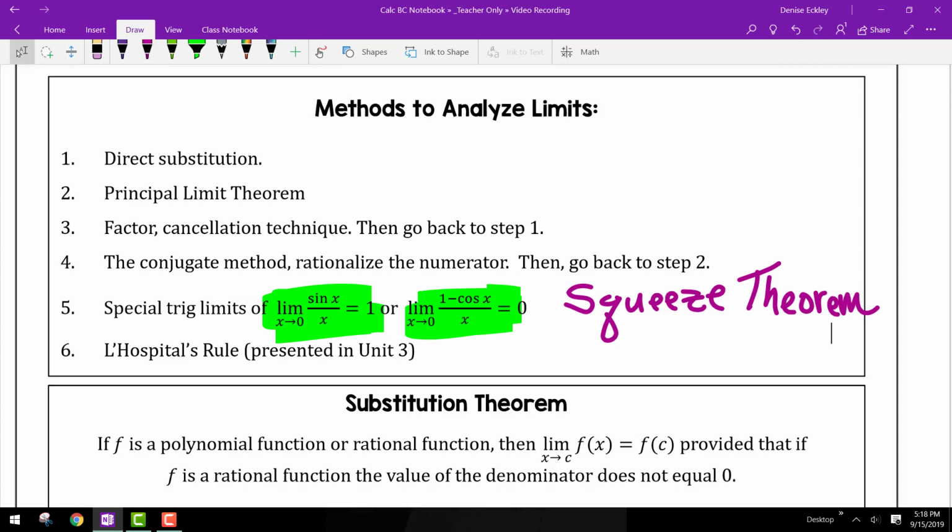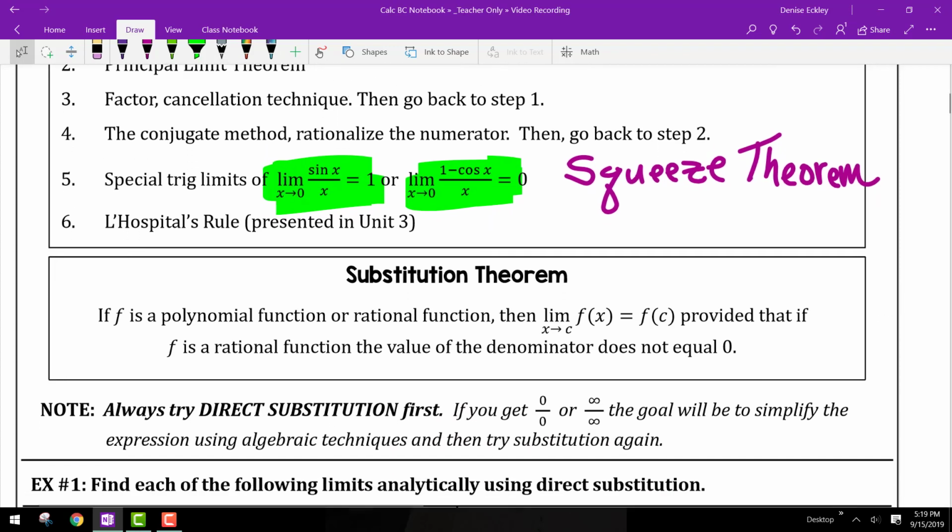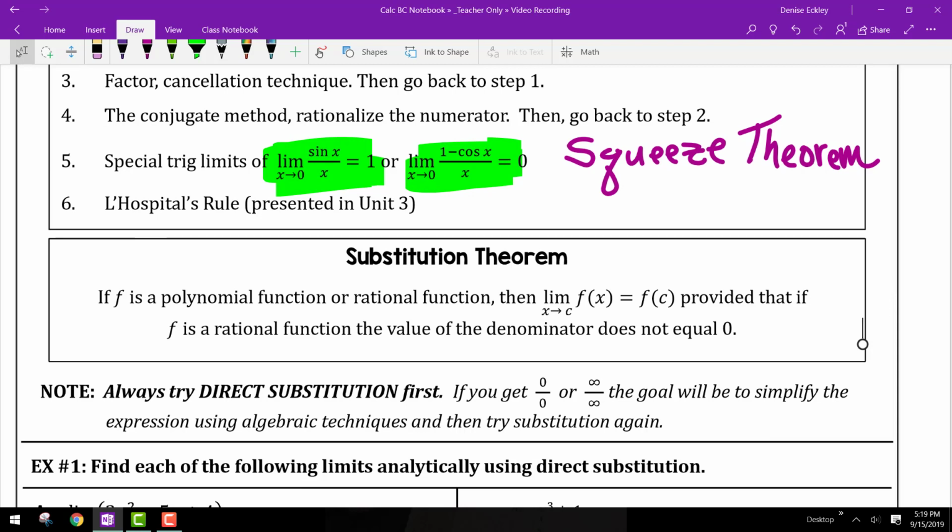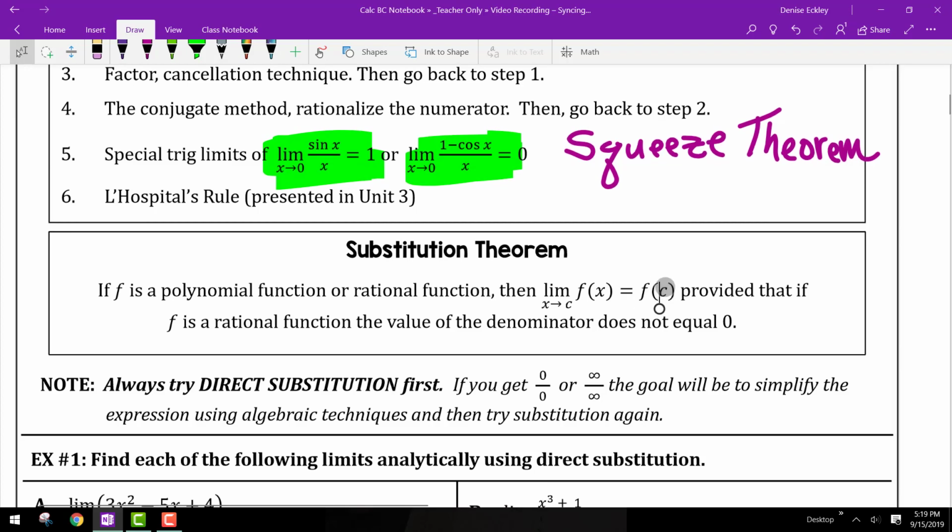Okay, so our substitution theorem is one of our limit theorems. So it's pretty straightforward. It says if f is a polynomial function or a rational function, then the limit of the function as x approaches c is going to equal the value of the function at c, provided that if f is a rational function, the value of the denominator does not equal 0. Because of course, the limit has to exist. It has to be a real number.